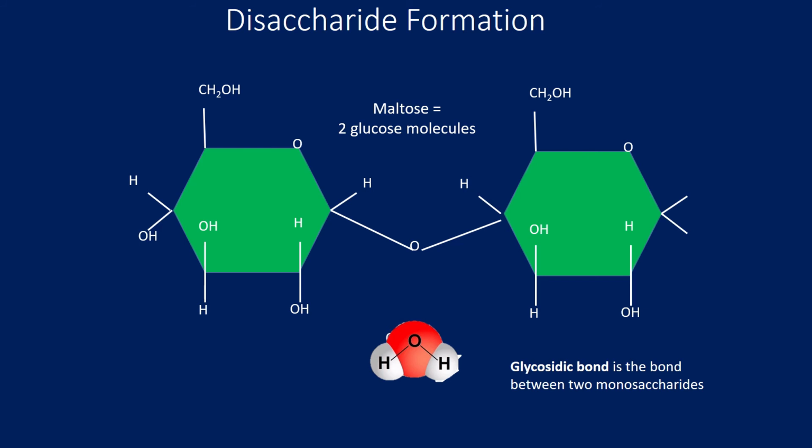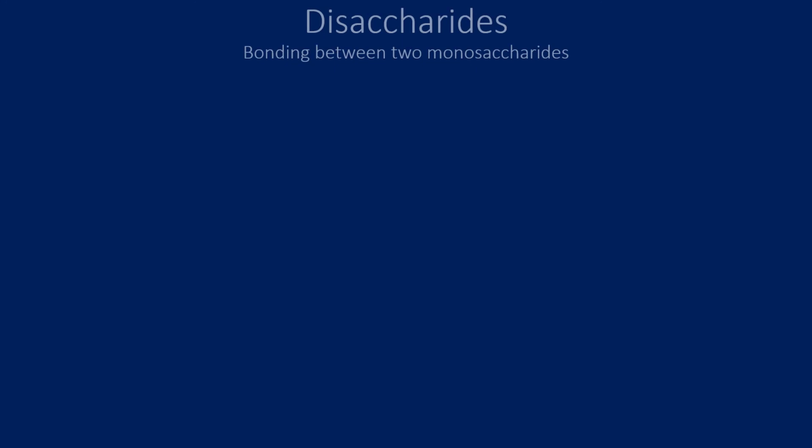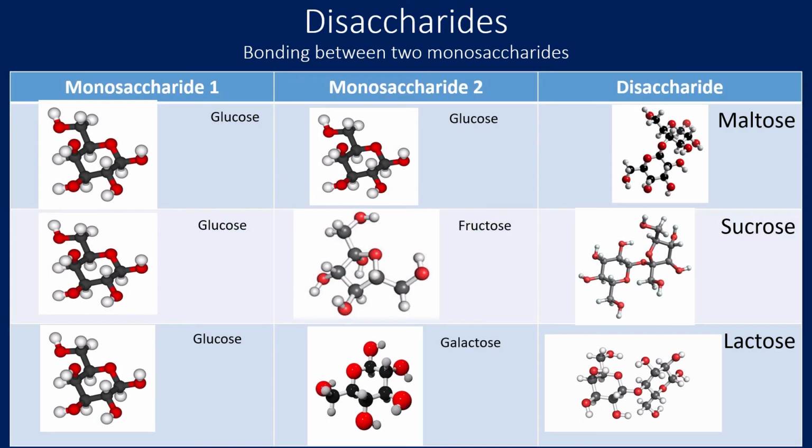So there's three basic disaccharides, and here's a handy chart to help you. Maltose is formed between two glucose molecules. Sucrose is made from glucose and fructose. This is also known as table sugar. Lactose, which derives from milk products, is made from glucose and galactose.